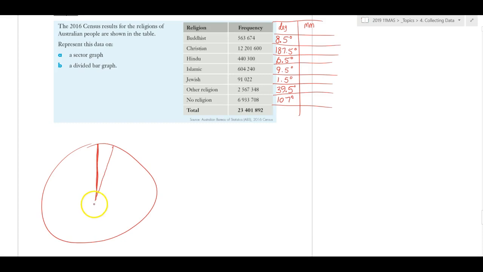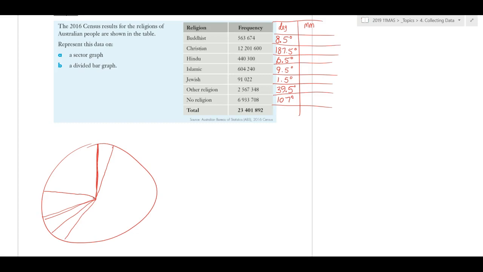Then my 187.5 degrees, which is about here. And then my 6.5 might be like this. My 9.5, my 1.5 is almost nothing. My 39.5 is going to be something like this. And finally, hopefully I've got 107. That's not great, but I really don't have a way of doing this on my little tablet with a circle and protractor.